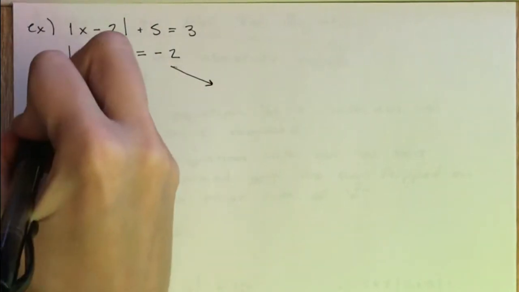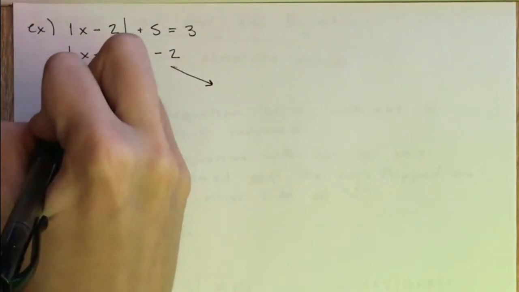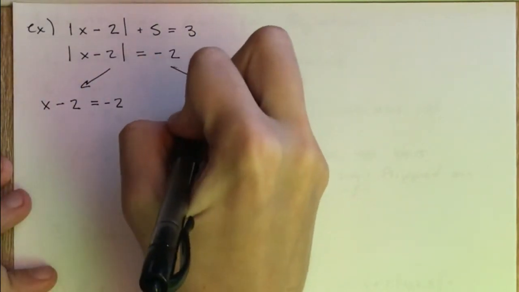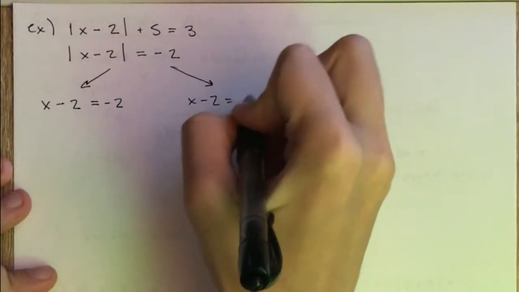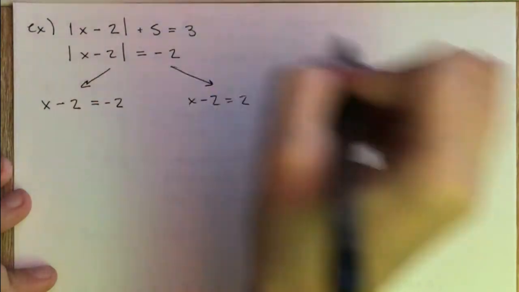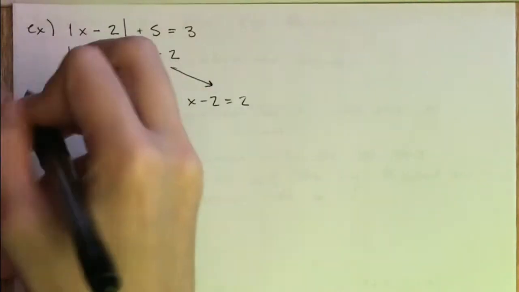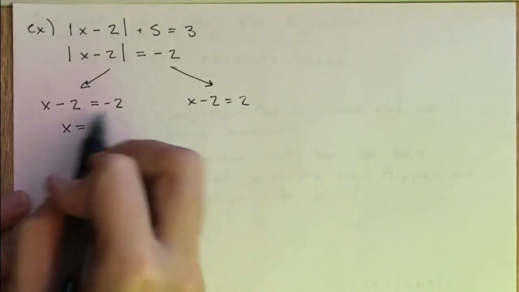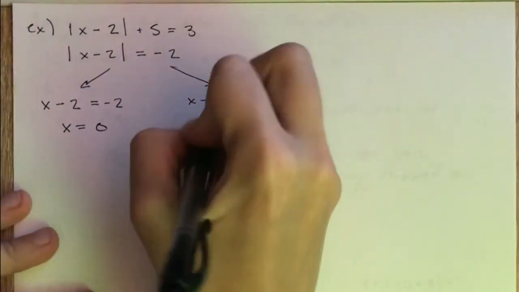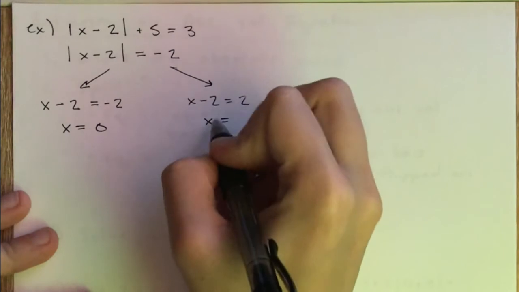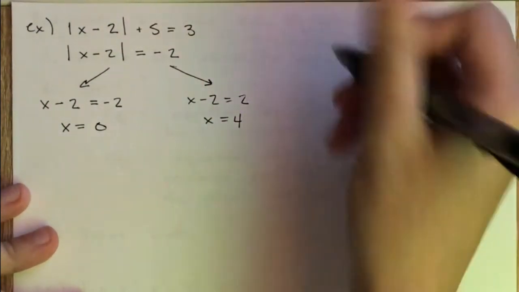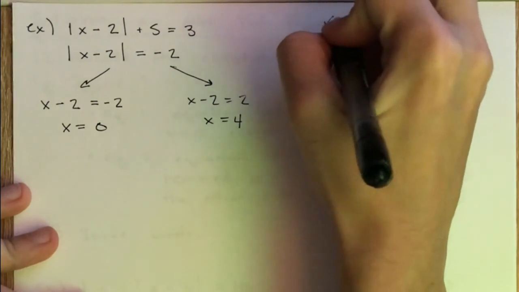So we've got our equation as is over here without the absolute value bars, and then we remove them and we flip the sign on this side. We solve for both here. We add 2 to both sides, so we get x equals 0. We add 2 over here, so we end up with x equals 4. Let's check these.